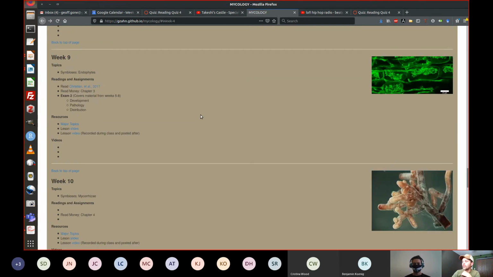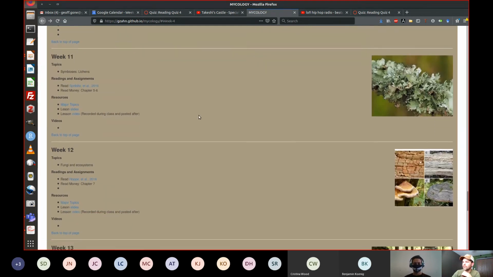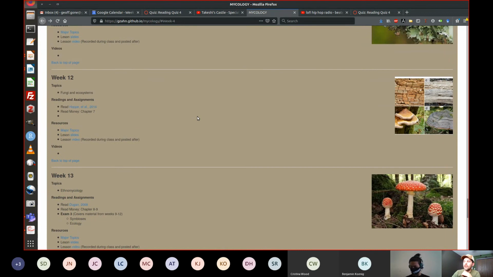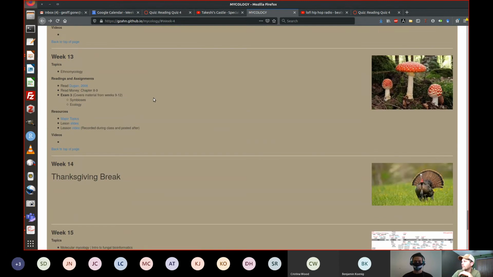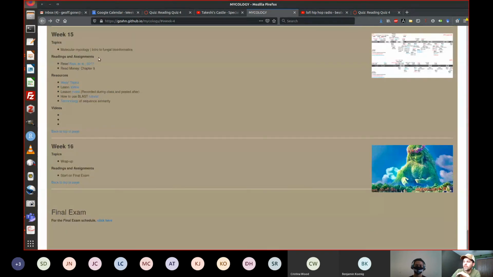Okay. Then we get into symbioses, and then look at ecosystem services of fungi, how they fit into like biogeochemistry. Then ethnomycology, where we talk about all the fun mushrooms that people illegally eat, and how people have used fungi over the years. And then it's bioinformatics of fungi, some pretty brief stuff for bioinformatics, and then that's it. That's our course.